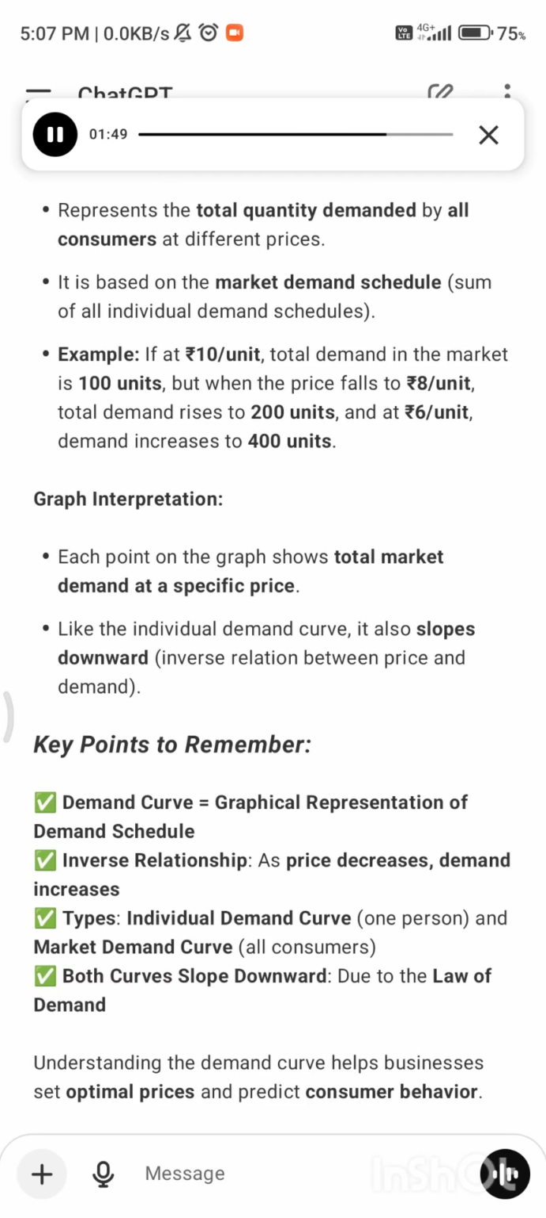Key points to remember. Demand curve: graphical representation of the demand schedule. Inverse relationship: as price decreases, demand increases. Types: individual demand curve, one person, and market demand curve, all consumers. Both curves slope downward due to the law of demand. Understanding the demand curve helps businesses set optimal prices.